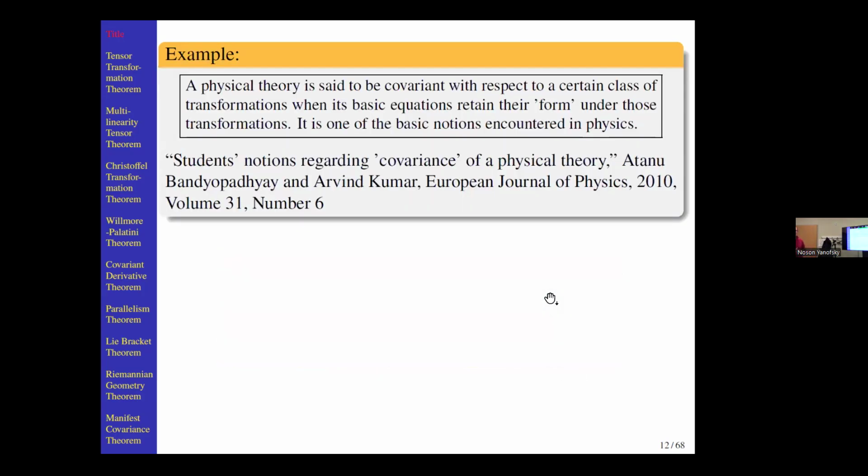Now, various books have mentioned covariance in various ways, and I've always been confused about it. Talking about equations keeping their same form, one of the basic notions in physics. Well, I don't know what that really means, and today I will tell you what it really means. But even educators have worried about trying to explain what it is, and this is an article on that.